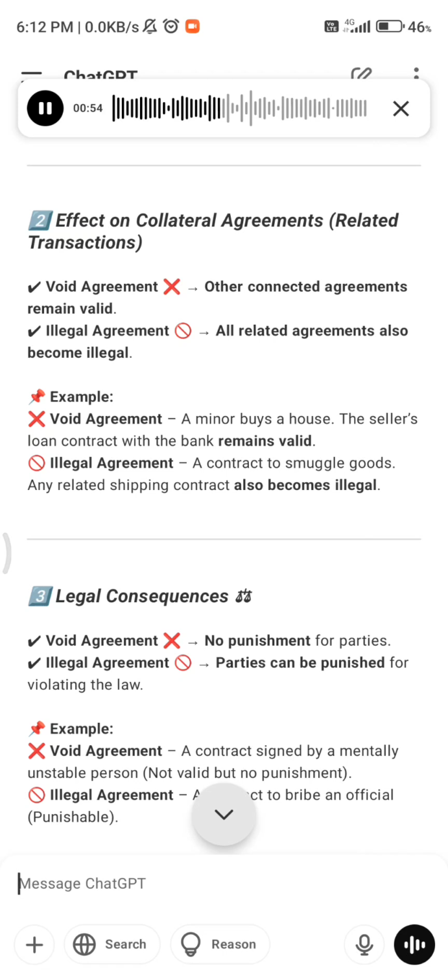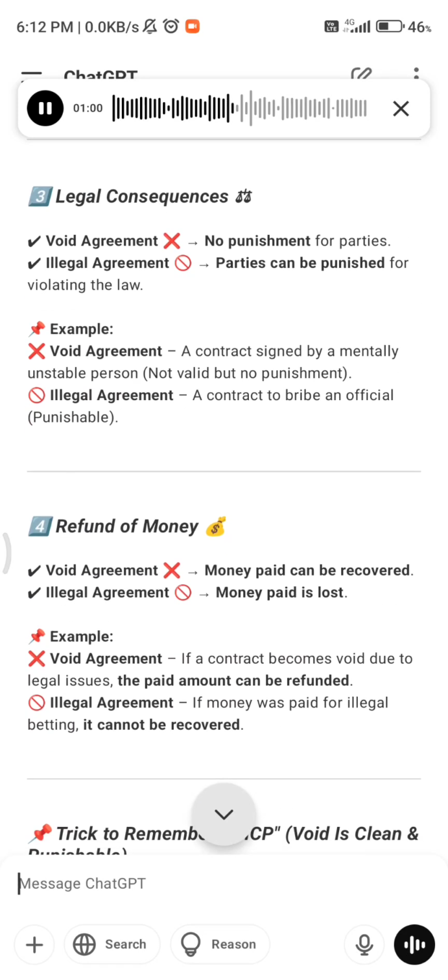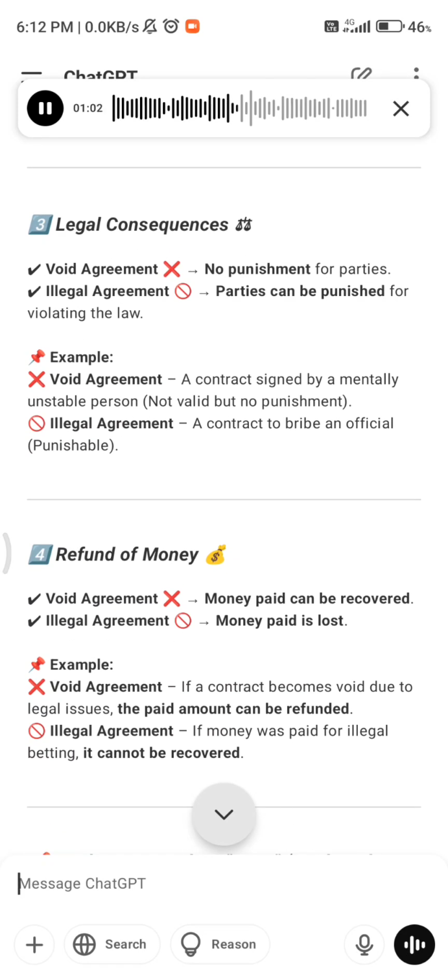Illegal agreement: a contract to smuggle goods. Any related shipping contract also becomes illegal. 3. Legal consequences. Void agreement: no punishment for parties. Illegal agreement: parties can be punished for violating the law.